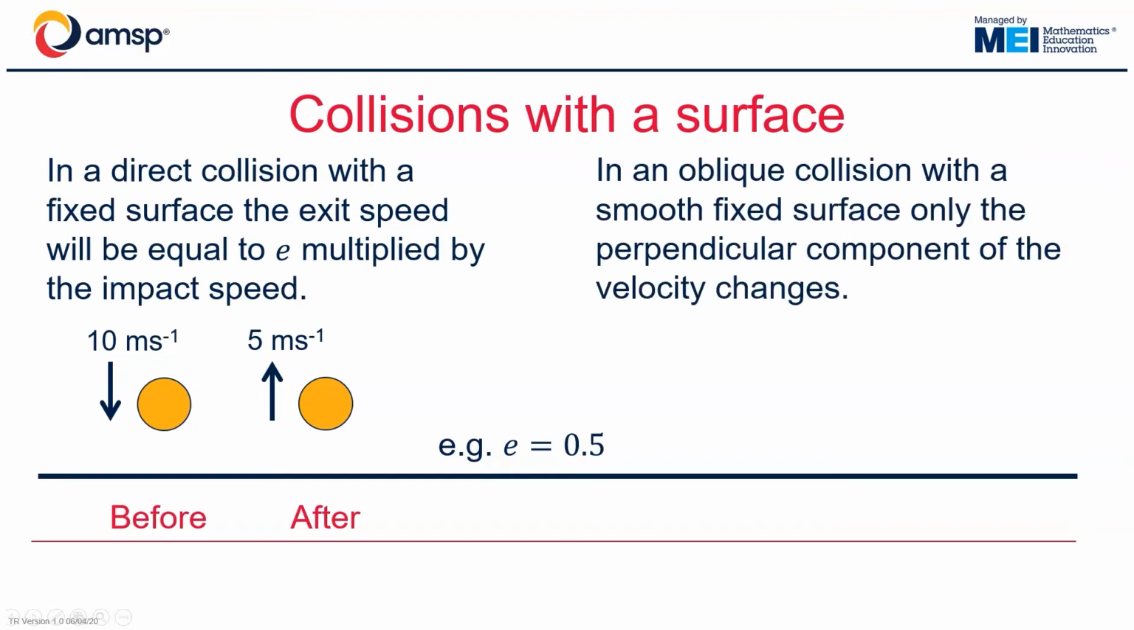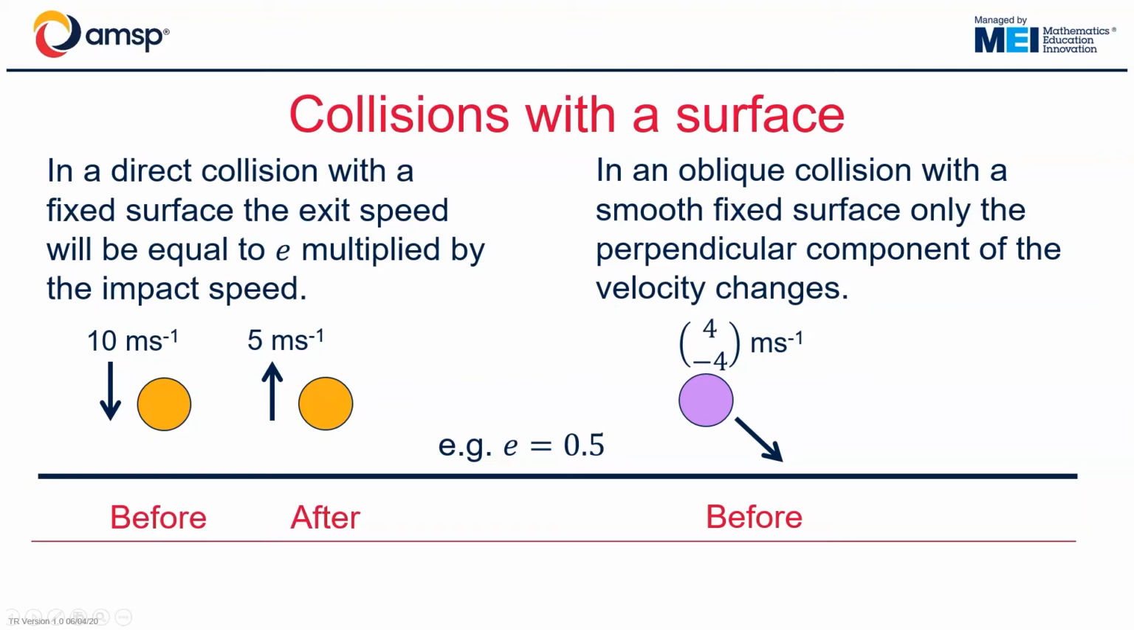Where an object does not collide perfectly at right angles to the surface, we would describe this as an oblique collision. Here, we need to take into account the fact that the impulse created by the wall will act at right angles to the wall itself. In other words, only the velocity component perpendicular to the wall will change.